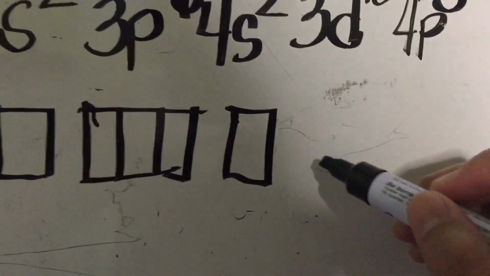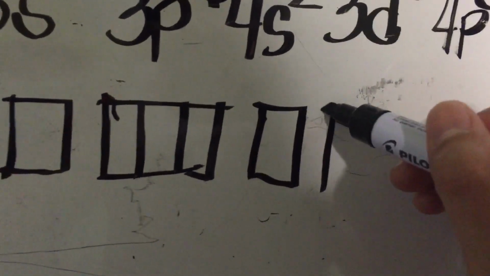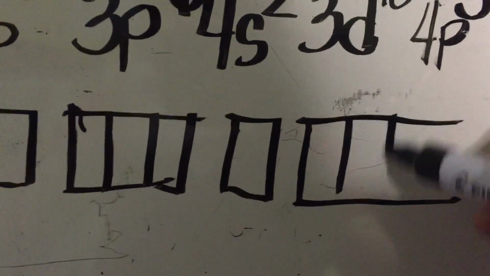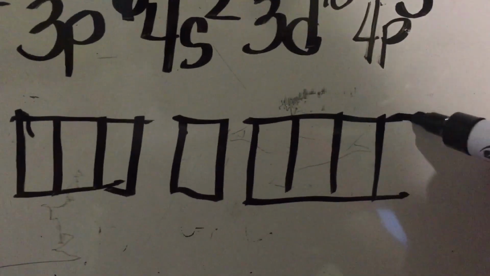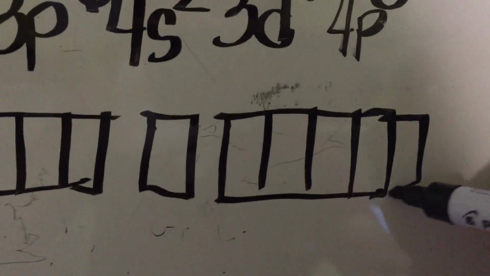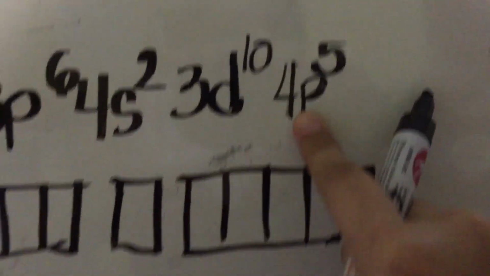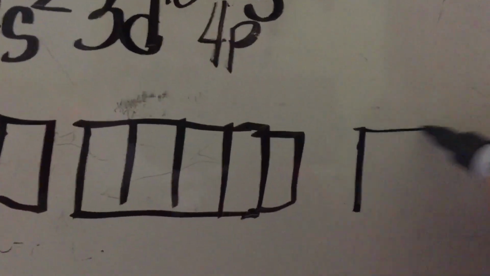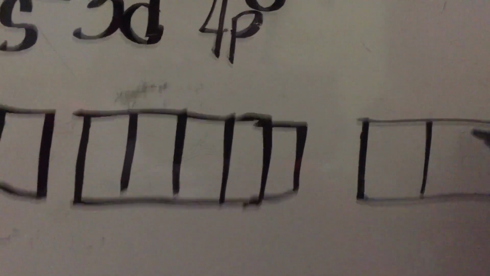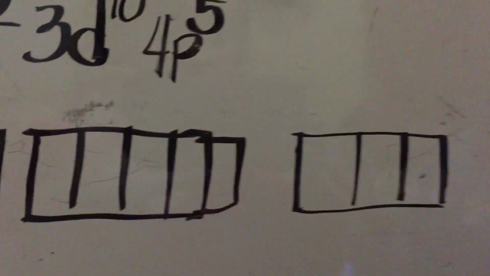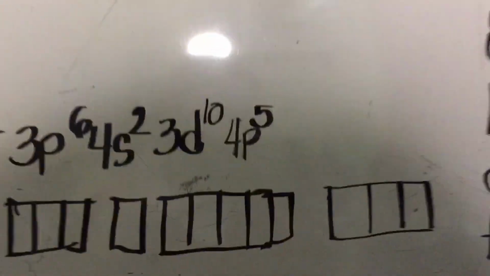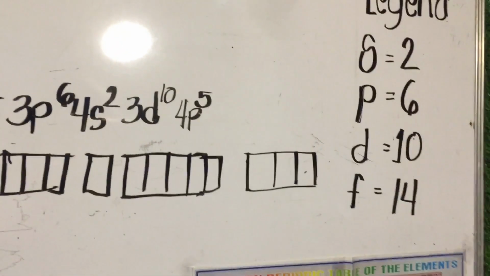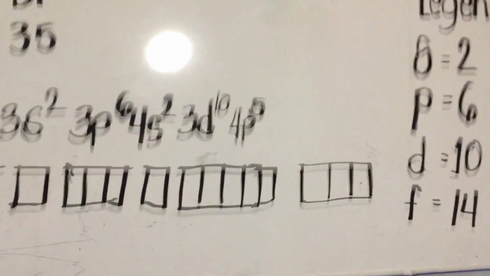D, we have 5. Okay, so 5 yan. 1, 2, 3, 4, 5. Okay lang yan. And P, ilan ang P? 3. So 1, 2, 3. Okay? So yun yung mga boxes niya. Now, paano natin i-fill yung laman niyang boxes na yan?